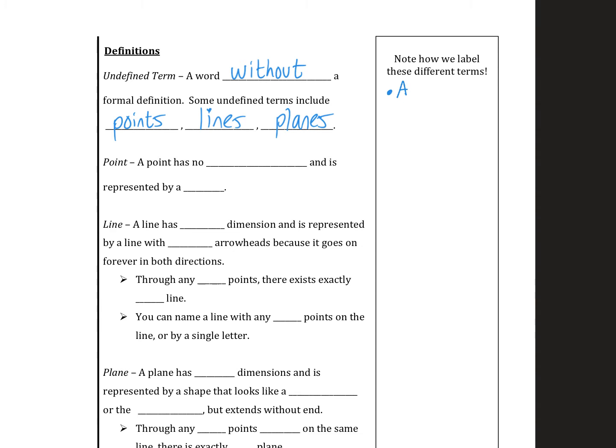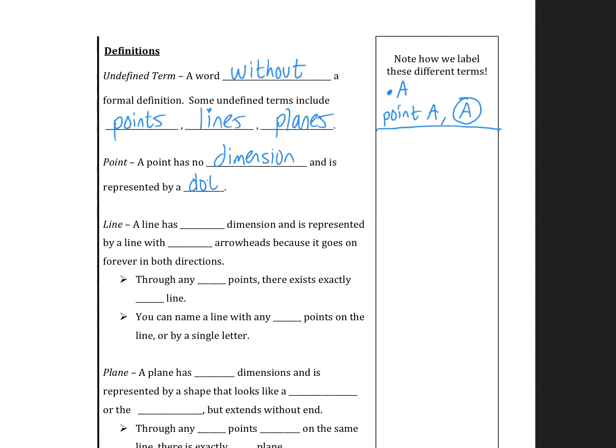But a point is literally just a dot. So here we have this dot with A. We can call this point A, or we can literally just use the letter A. I'm going to put a circle around it. That's the preferred way to do that here, just A. All right? A point has no dimension and is represented by a dot. No dimension and is represented by a dot.